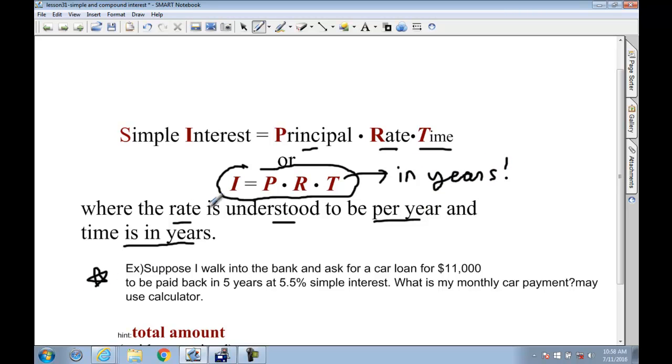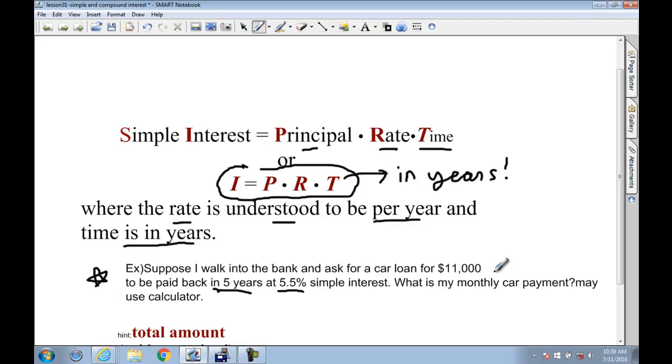Okay, for simple interest. So suppose I walk into a bank and ask for a car loan for $11,000. I've done this before, to be paid back in 5 years. Now, sometimes they'll say, would you like to take the loan out for 5 years, for 7 years? Usually they have a cap on how many years for the car loan. To be paid back in 5 years at 5.5% simple interest. What is my monthly car payment?